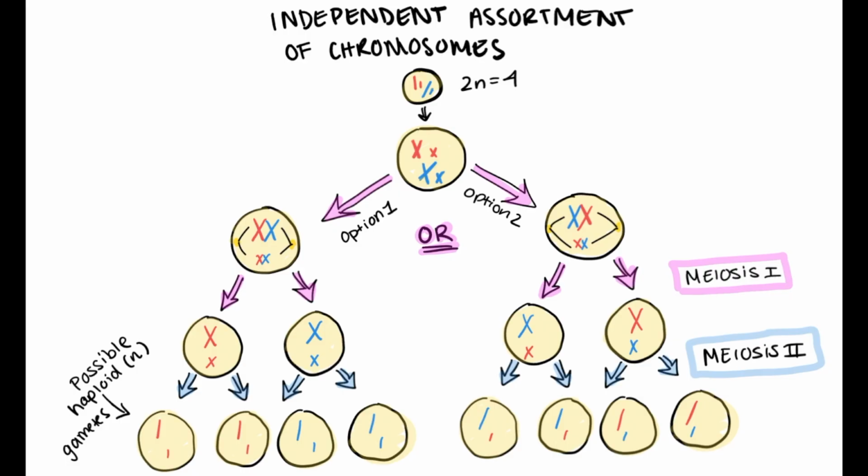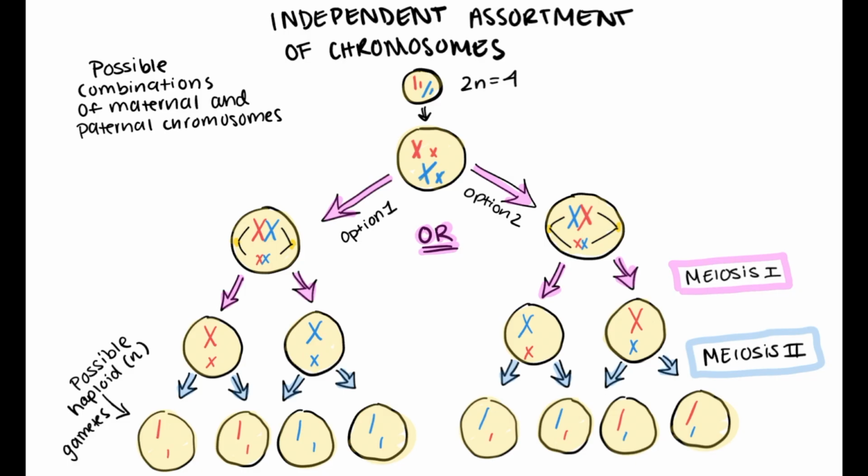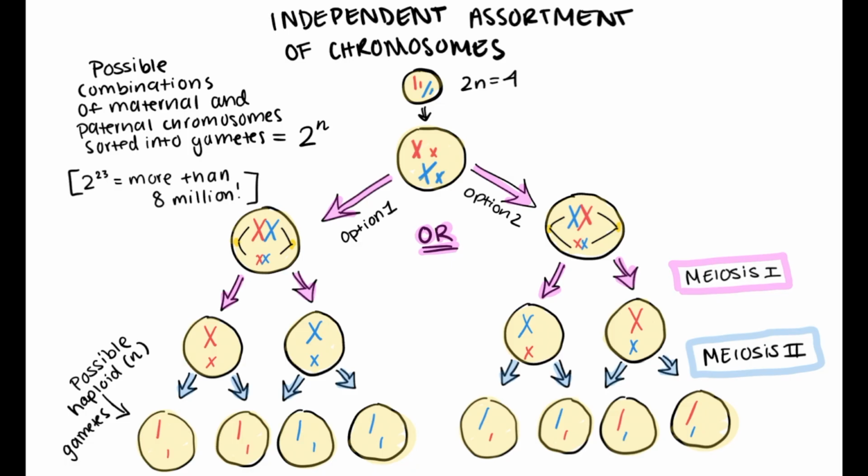Now, if we scale that up, because humans have 23 pairs of chromosomes, the possible combinations of maternal and paternal chromosomes that can be sorted into gametes is 2 to the 23rd. That's over 8 million unique possibilities of chromosomes for a gamete, and this is even before we talk about crossing over or random fertilization. So this process alone shuffles entire chromosomes, creating huge variation from one gamete to the next. And remember, when I'm talking about gametes, I mean eggs and sperm, which are the cells that are the product of meiosis.